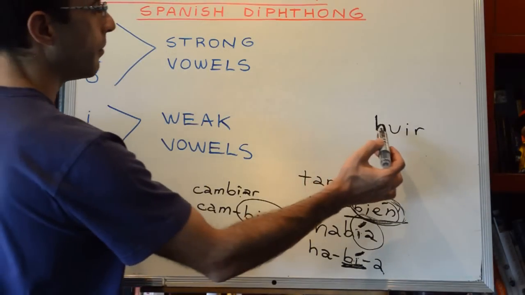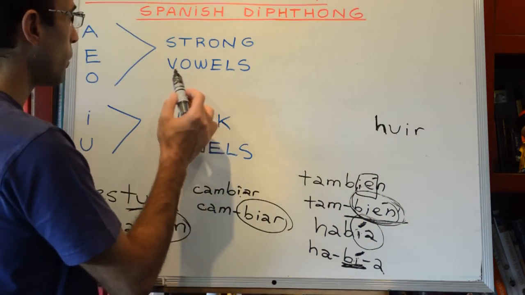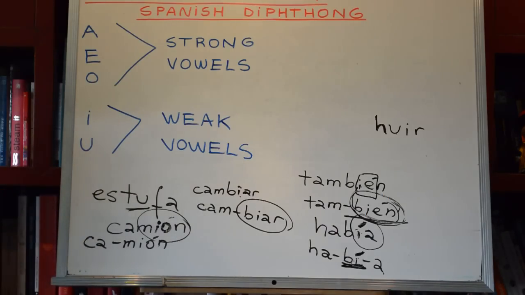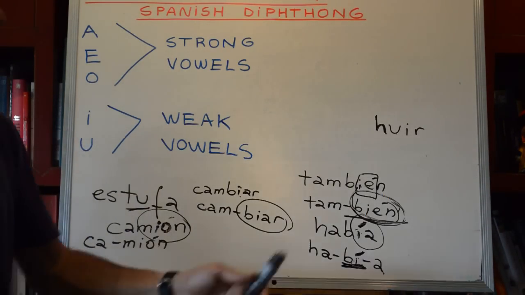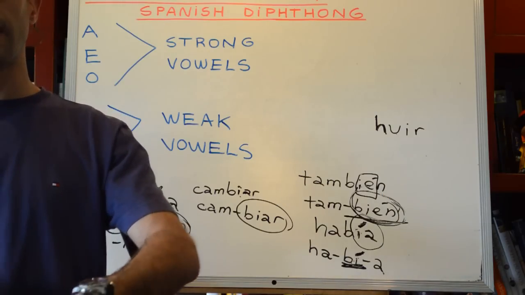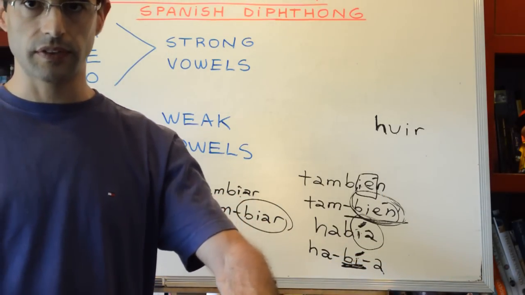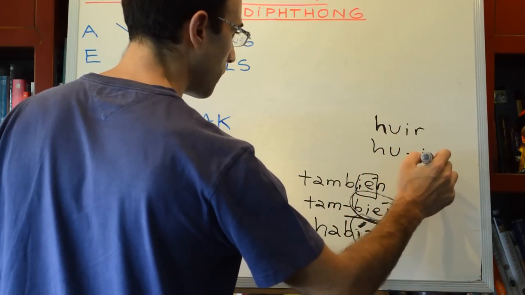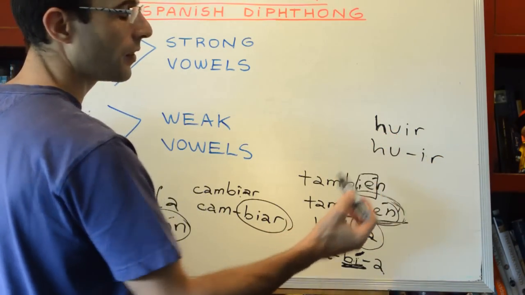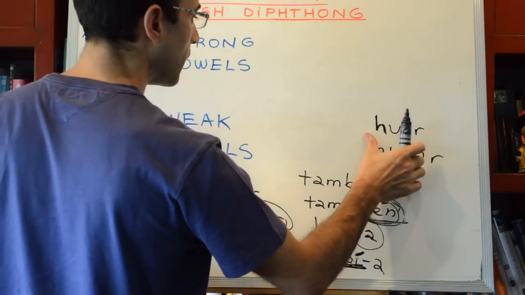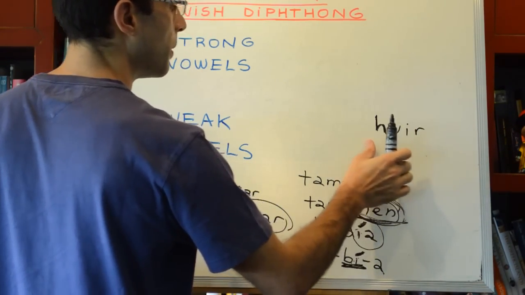So, here we have two weak vowels, right? I and U. Huir. Since these are two weak vowels, they cannot be separated and left alone in syllables, right? We cannot do this. U, ir. Why? Because each one is a weak vowel and it cannot stay alone.